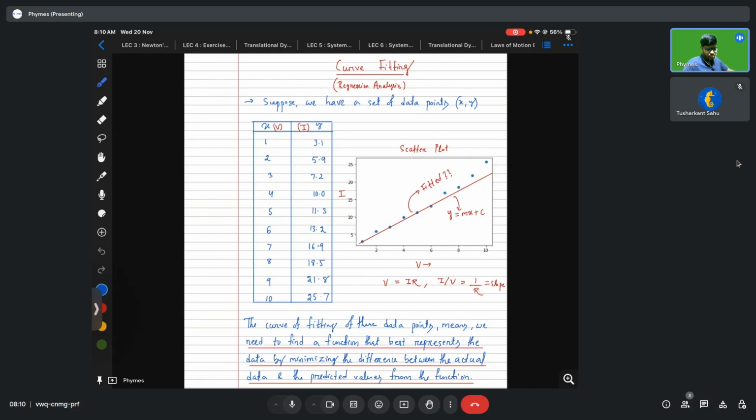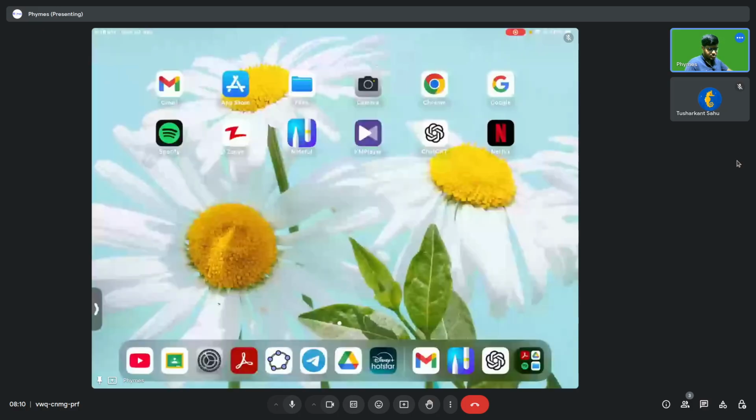And similar to interpolation, here we also have a set of data points.